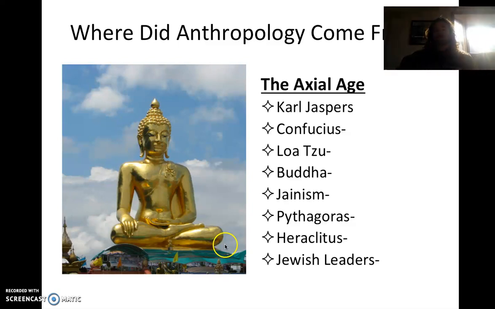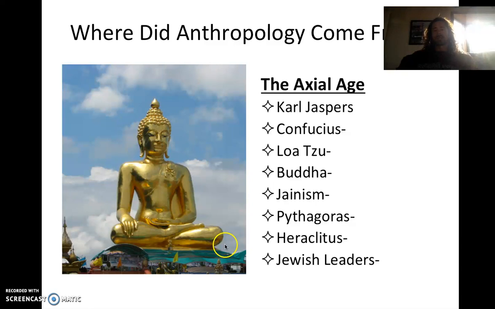He kind of coins the term. Confucius, obviously, more of a philosophy on how to form society, less of a religion. Lao Tzu is the one given credit for Taoism, and again, very relational with nature, kind of throwing off the worldly stuff. Buddha, I feel like you guys probably know who Buddha is. Same time period as all of these individuals. So you have Confucius, you have Taoism, you have Buddhism.